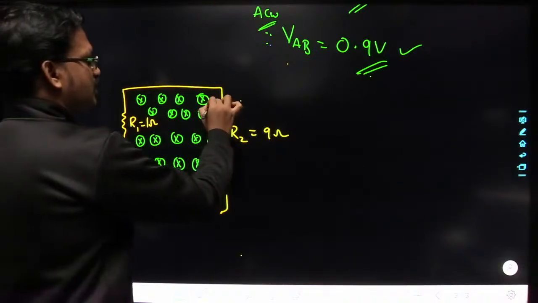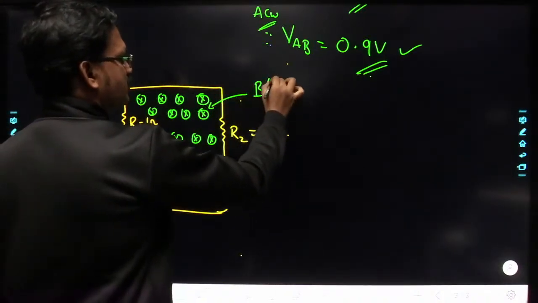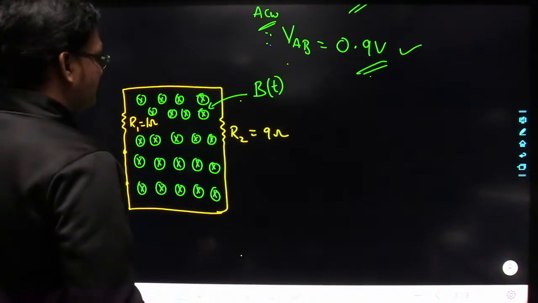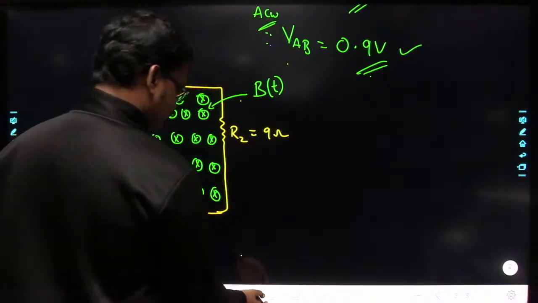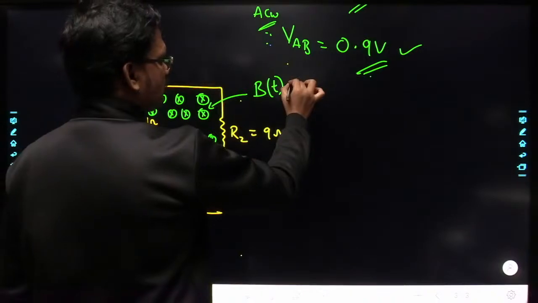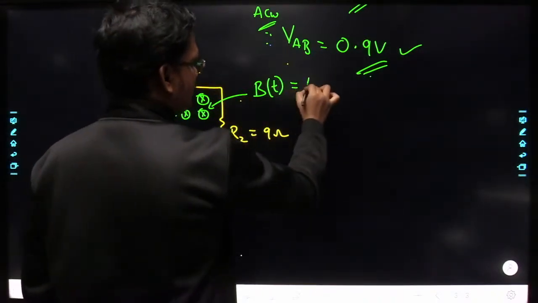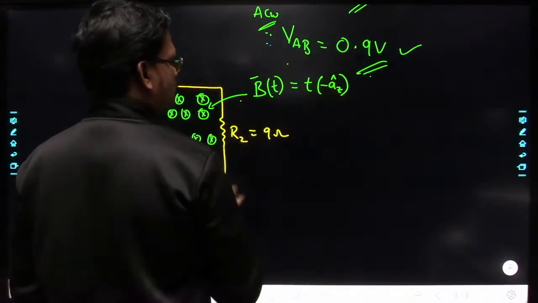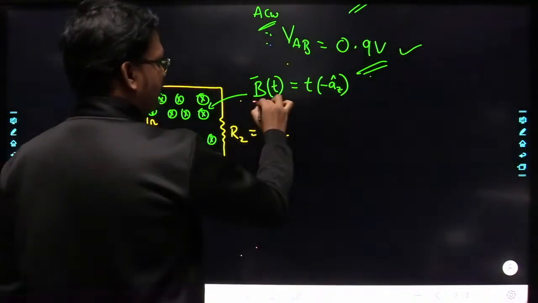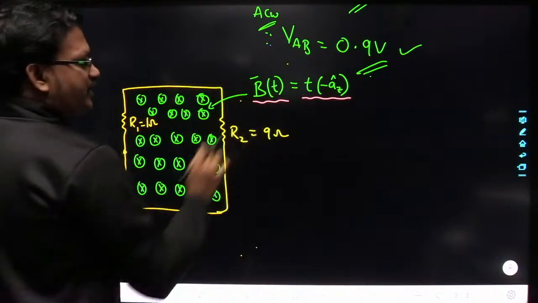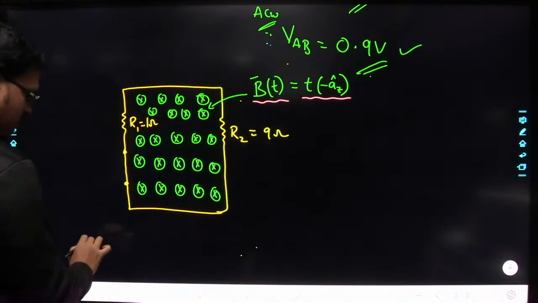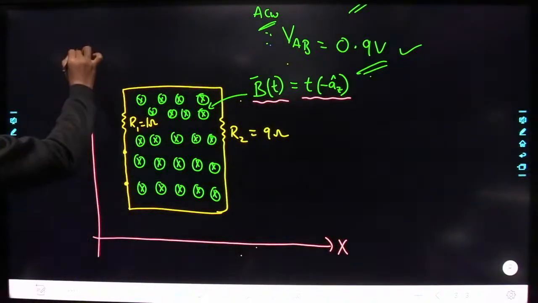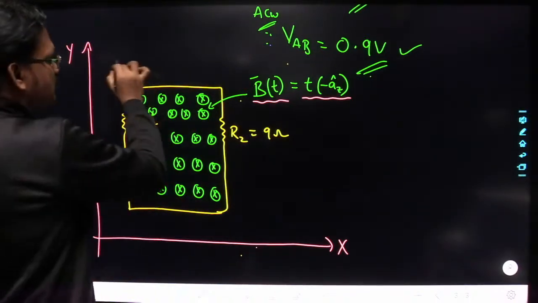And this B field is a function of time. Let us assume B field is a function of time, and I will give some function here. So B of t is equal to, let us consider, t into minus az cap. So B field is varying as a t, and it is pointing in the negative z direction. Let us consider this as x-axis, and let us consider this as y-axis. So here I have given the B field here.